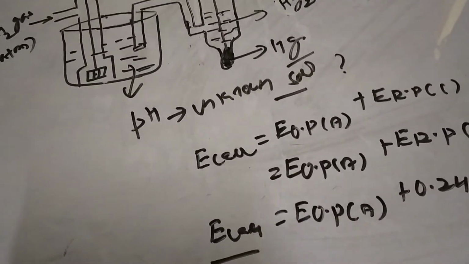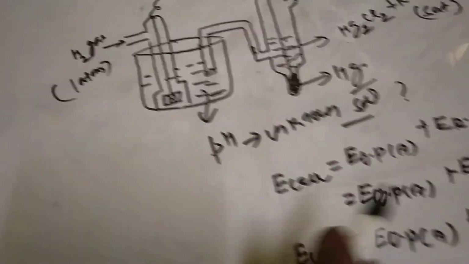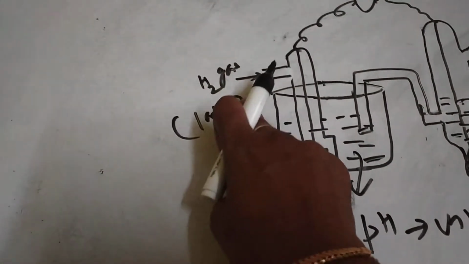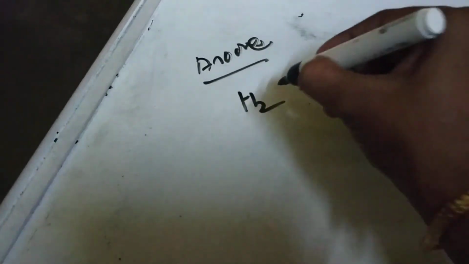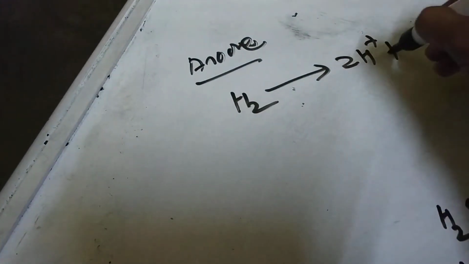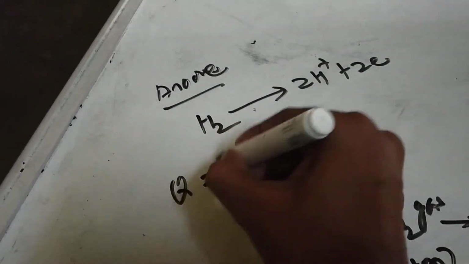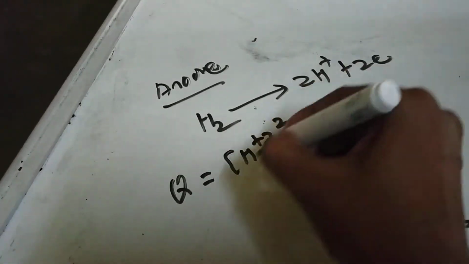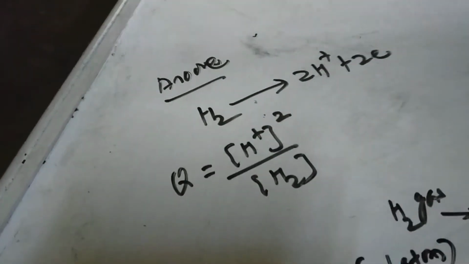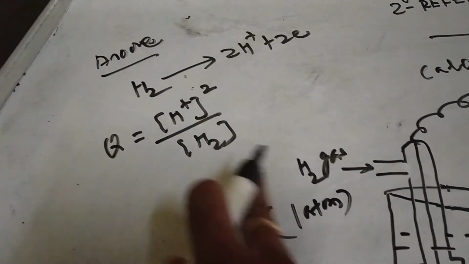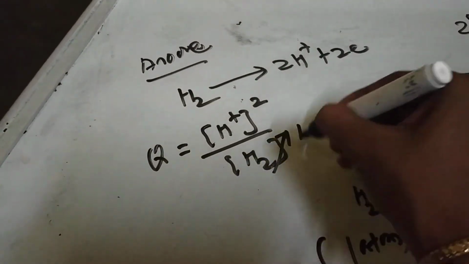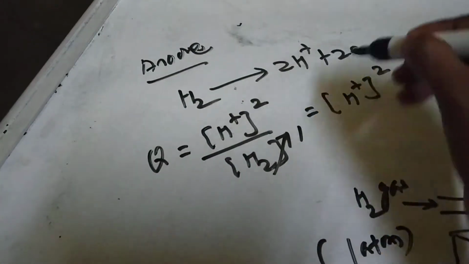So we have to find out now the E oxidation potential of the anode. At the anode we are passing hydrogen gas. When the hydrogen gas passes at the anode, it undergoes oxidation and gives 2H+ plus 2 electrons. And what will be the Q value here? The Q value will be concentration of H+ to the power 2 by concentration of H2. The H+ concentration is unknown here, so I cannot determine it. But H2 we are passing under a pressure of 1 atm, so this tends to 1. So that is concentration of H+ to the power 2.